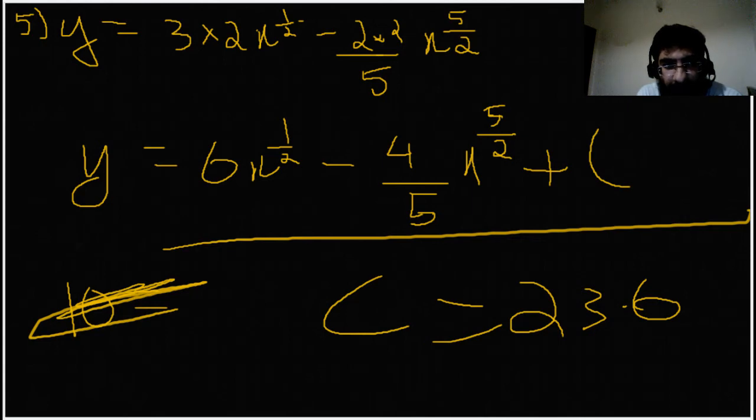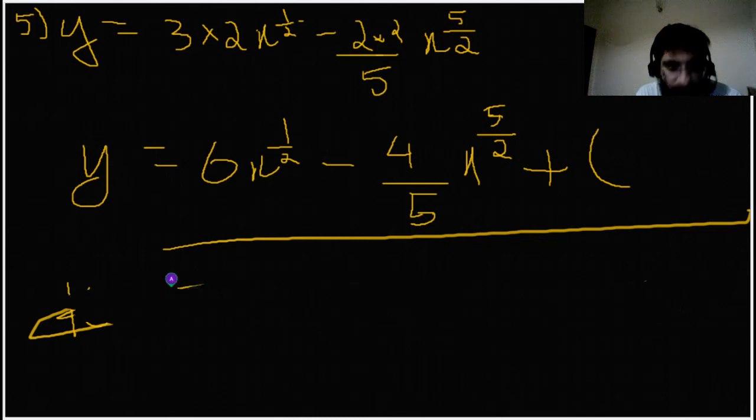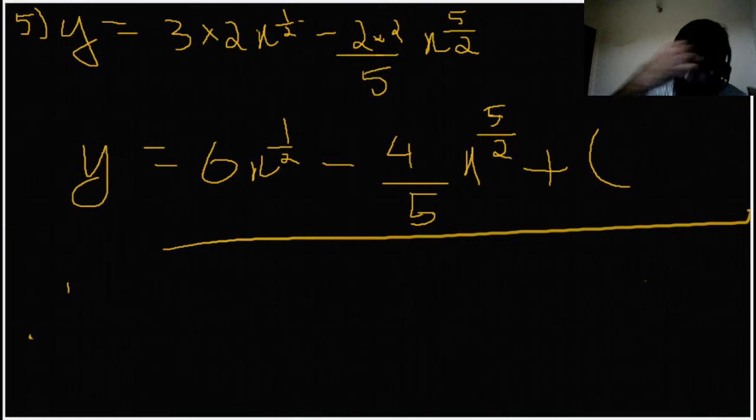How would that make sense? So for c, you have to do 10 minus 6 into 4 raised to the power half minus 4 by 5. Yeah, you're right. Okay. So c is 118/5. So your original function, what would it become? y is 6x raised to the power half minus 4 by 5 x raised to the power 5 by 2 plus 118/5. Okay. Next.